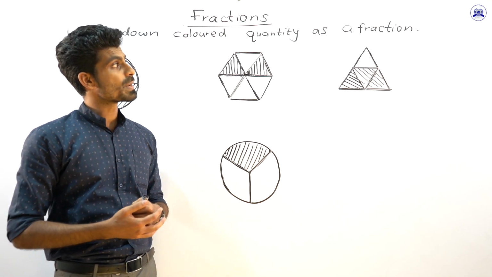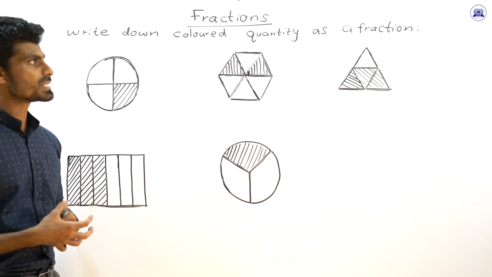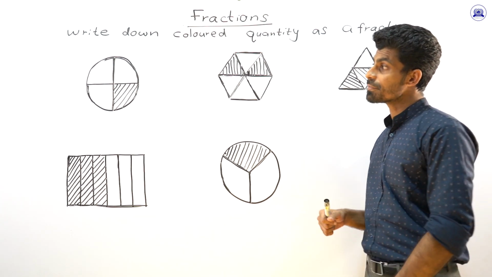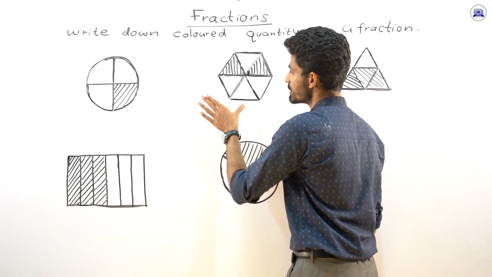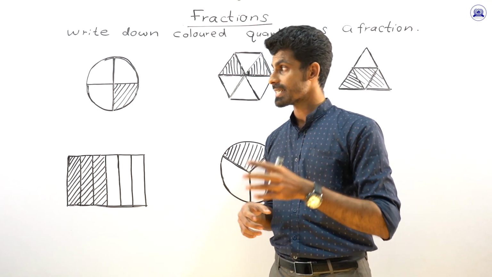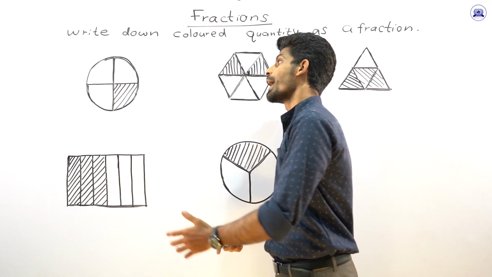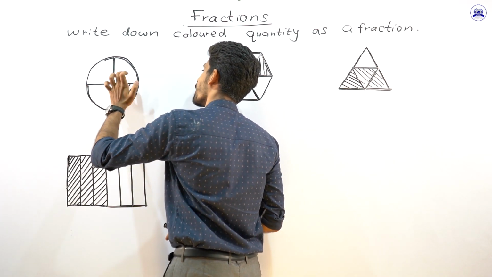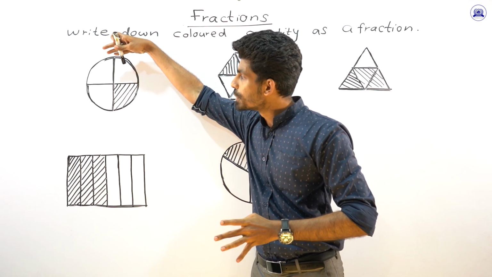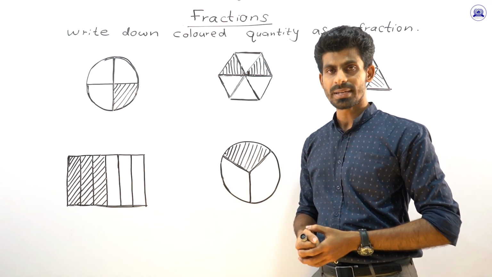So what is the first question? Write down the colored quantity as a fraction. Can you see how many figures there are? There are 5 figures, 1, 2, 3, 4, 5. Just consider the first one. How many portions are there? 4 portions, 1, 2, 3, 4.